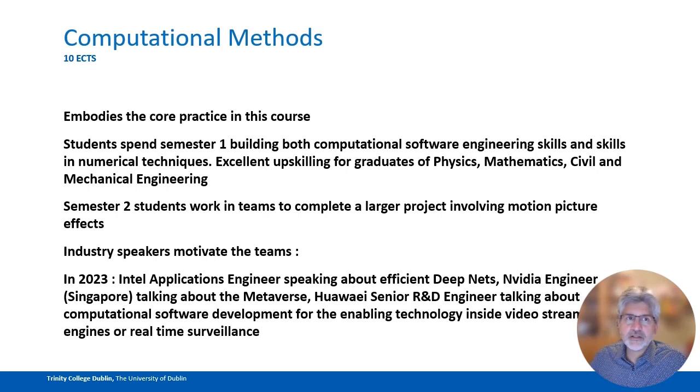And this is really good actually for upskilling graduates from physics, mathematics, civil and mechanical engineering. And then in semester 2, students work in teams to complete a larger project involving motion picture effects. So another important aspect of this module that will change next year is exactly that project. At the minute, it involves motion picture effects, but next year it will involve a cross-section of different projects that embody the skill set in the class or the background of the class. So geophysical engineering, seismic engineering, as well as transportation and so on.